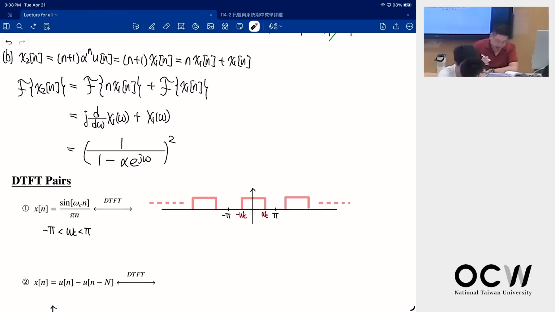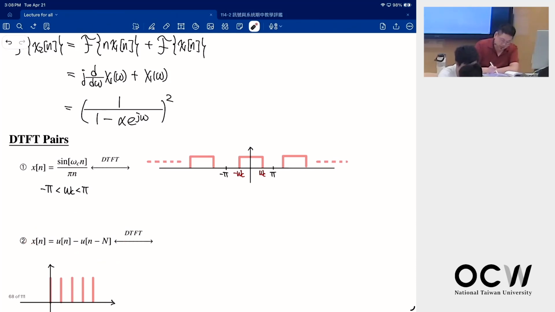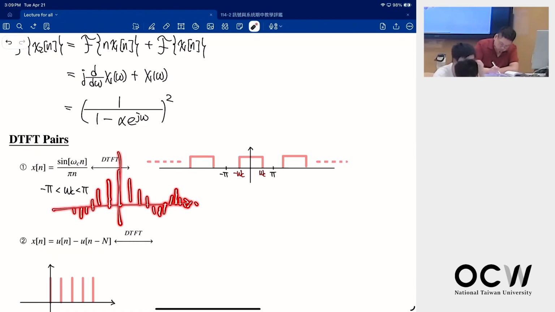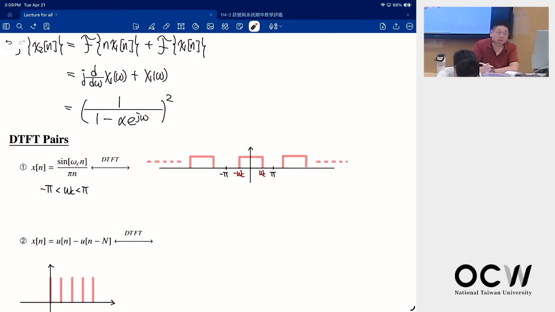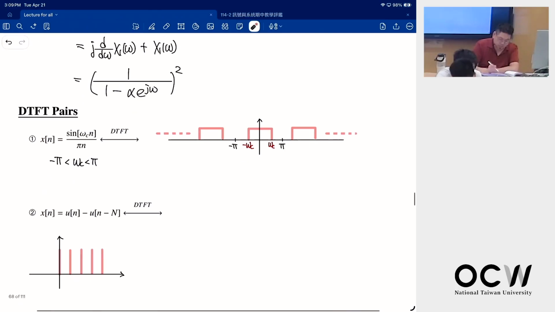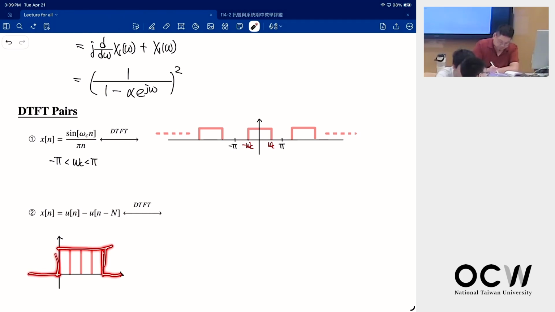Next, what is this? Now, if I have this, because it's discrete, you can see that my sinc function will be like this. It is still like this, but discrete. So now in time domain, it is a pulse, and it looks like a unit step pulse. No, it's a rectangular pulse.